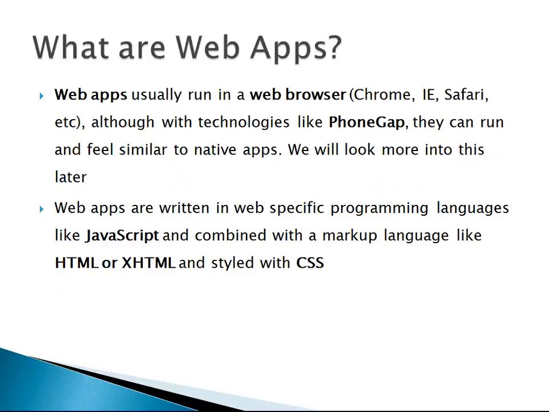Like I said, a web app usually runs in a web browser. On the iPhone, you have Safari. On an Android, you have Chrome. So you would have to type in the address of the website, which would be the application. But with PhoneGap and some other technologies, we can make what seems to be a native app with web standards. Web apps are written in programming languages like JavaScript, combined with a markup language like HTML or XHTML, and they're styled with CSS.